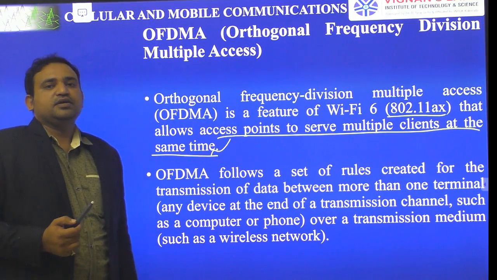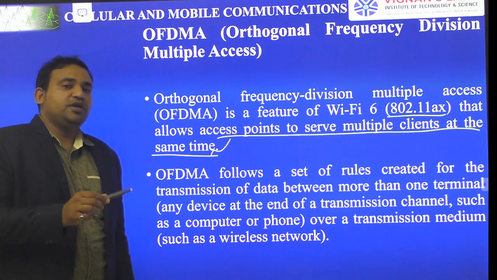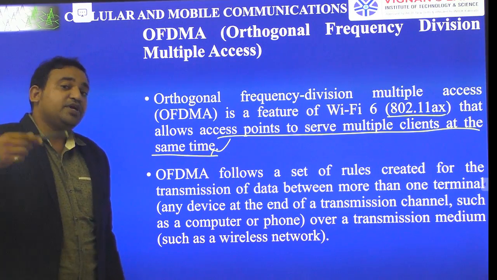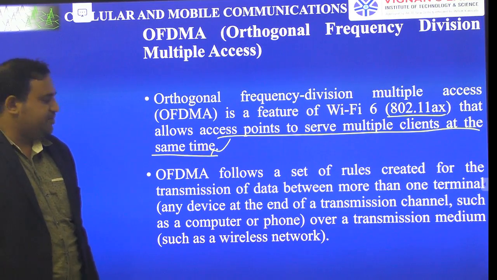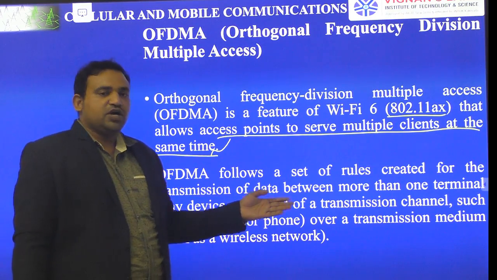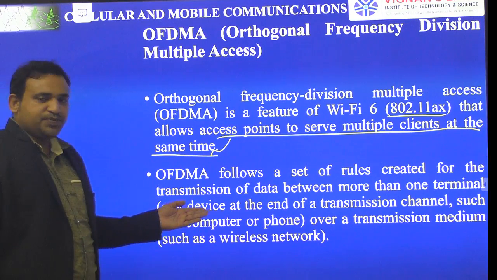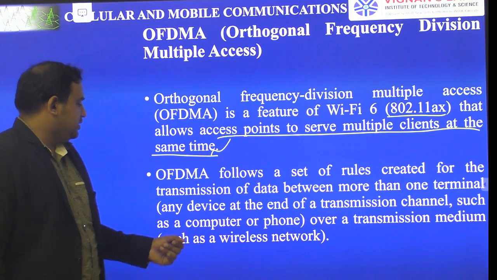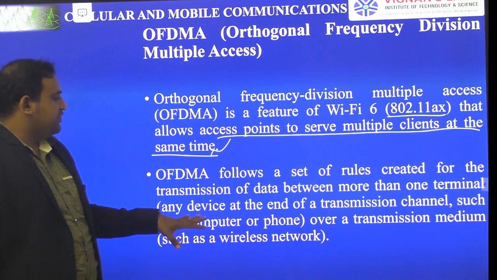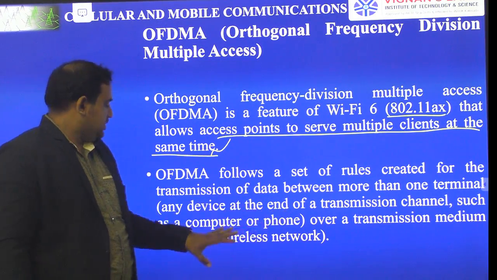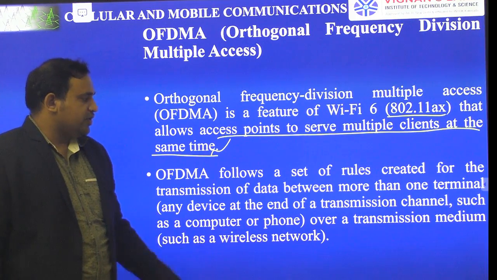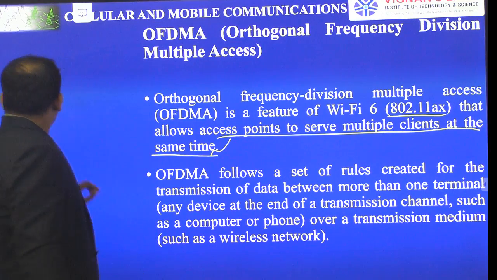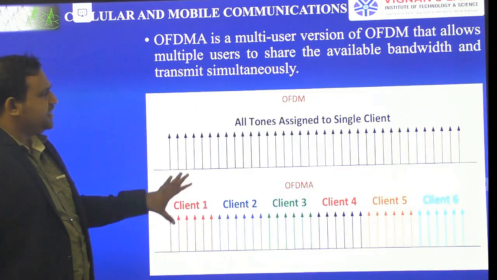Not a single client. In OFDM, a single client is served at a time. Here, multiple clients are served at a time with respect to time. So OFDMA follows a set of rules created for the transmission of data between more than one terminal, that is, any device at the end of a transmission channel such as a computer or phone, or a transmission medium such as a wireless network. So you can represent a figure.